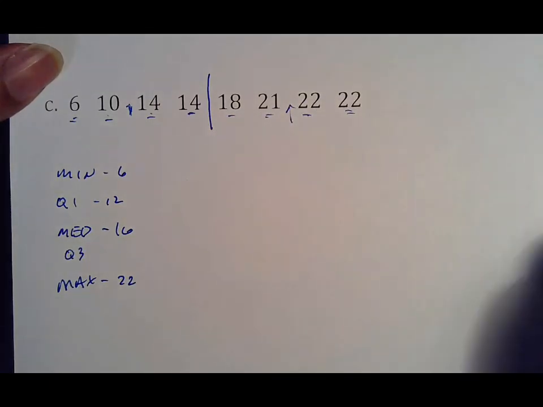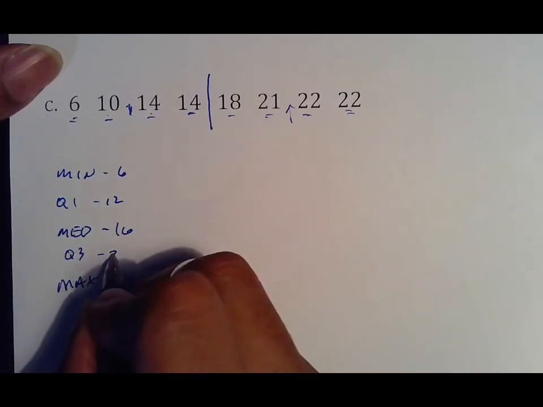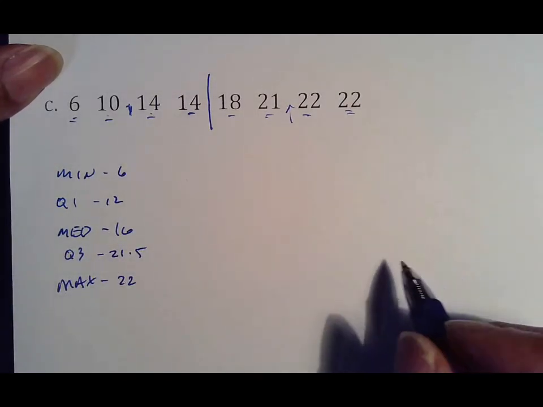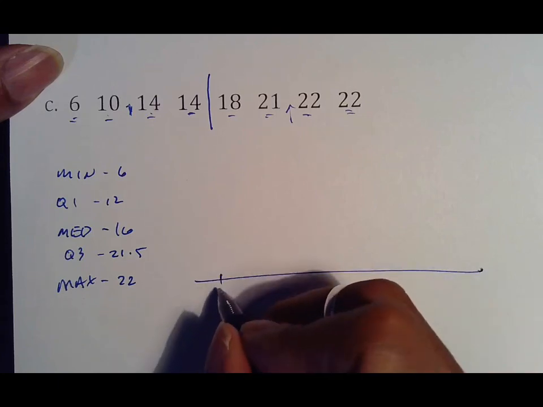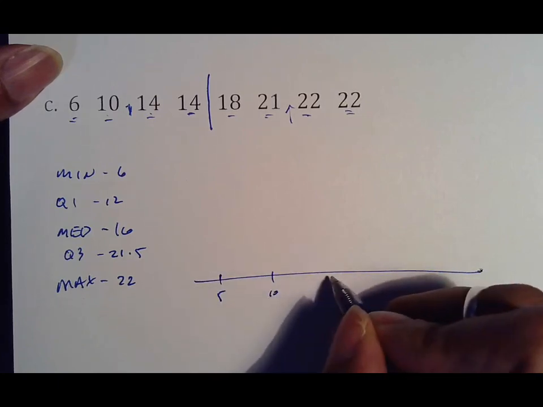Again, my quartile is going to be in the middle. What number is directly in the middle of 21 and 22? That's really what the average is, and it'll be 21.5. So I'm going from 6 to 22, which means I'll just start at 5 and go to 25.